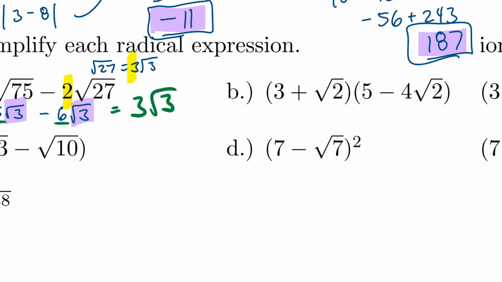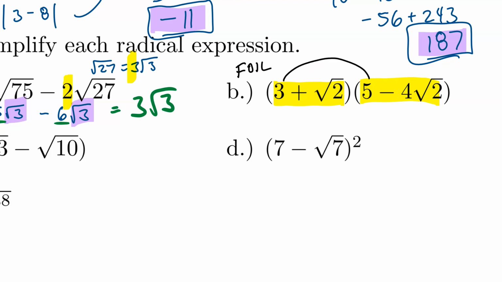Now, in problem B, we have two binomials that involve radical expressions. So we can multiply these out with the technique of foiling. I want to multiply the 3 with the 5, and the 3 with the 4 times square root of 2. I want to also multiply the square root of 2 times 5, and square root of 2 times 4 square roots of 2. So let's do that.